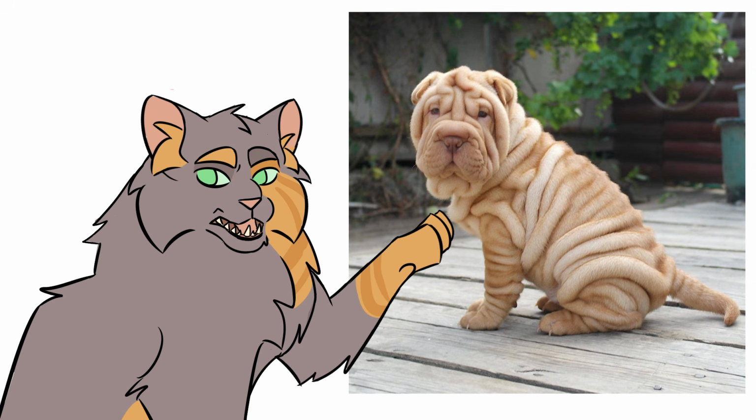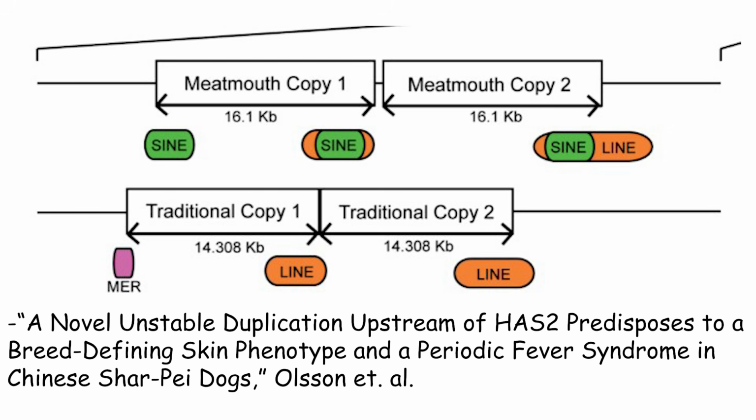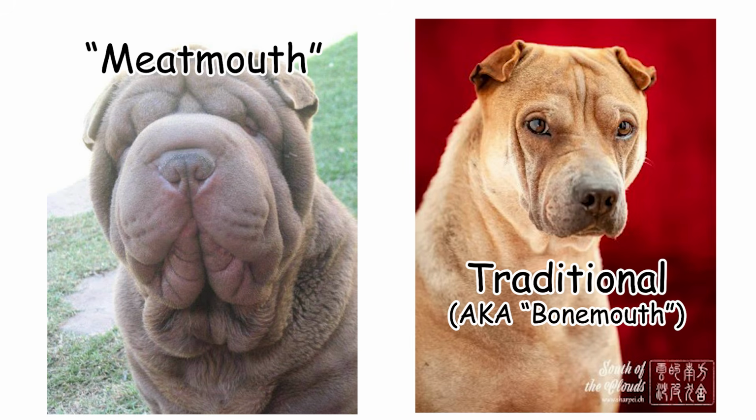Other problems with Shar Pei wrinkliness largely have to do with itchiness and infections within the folds of the skin. Ugh. The gene responsible for this wrinkly mess has to do with the hyaluronic acid synthase 2 gene, shortened to Has2. In this case, the type of mutations responsible are two overlapping duplications. One of them is called traditional, and the other is called Meatmouth. These are named after the two types of Shar Pei, ones who aren't super wrinkly and ones who are, respectively.